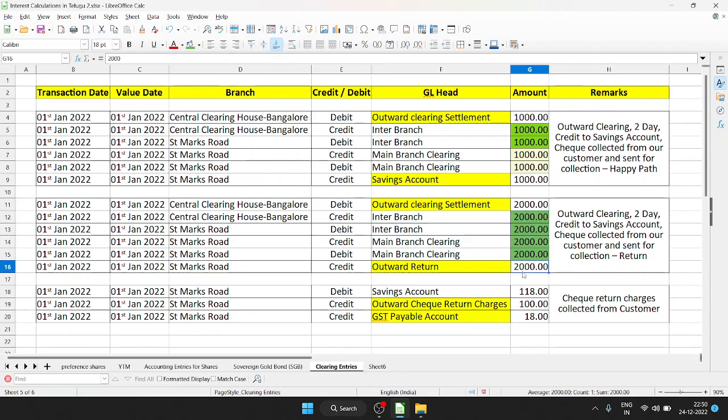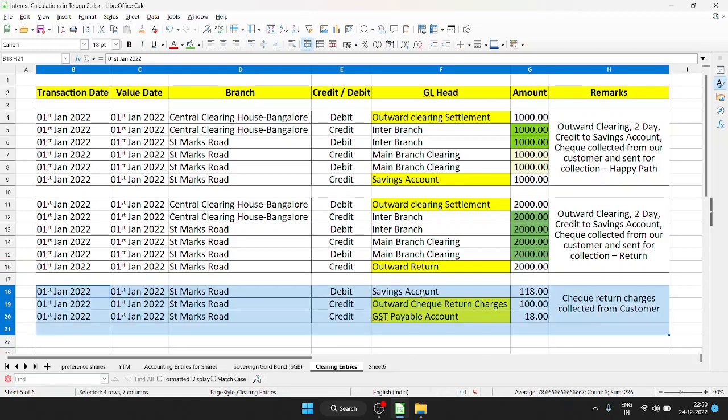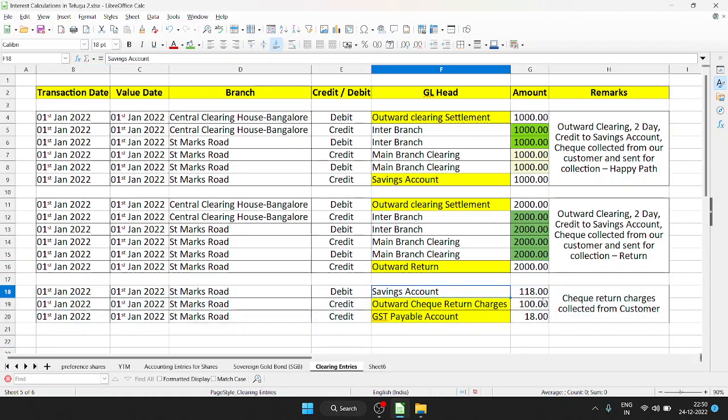So this amount will be credited to the outward return general ledger. In these scenarios, banks will collect some charges from the customer. You can see in the third set, the savings account is debited with 118 rupees and it will be credited to outward clearing return charges, which is the income for the bank, 100 rupees, and 18 rupees is the GST payable.